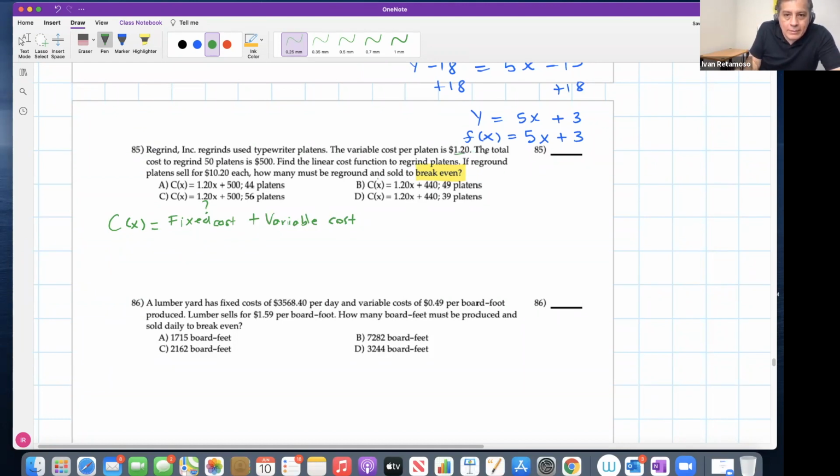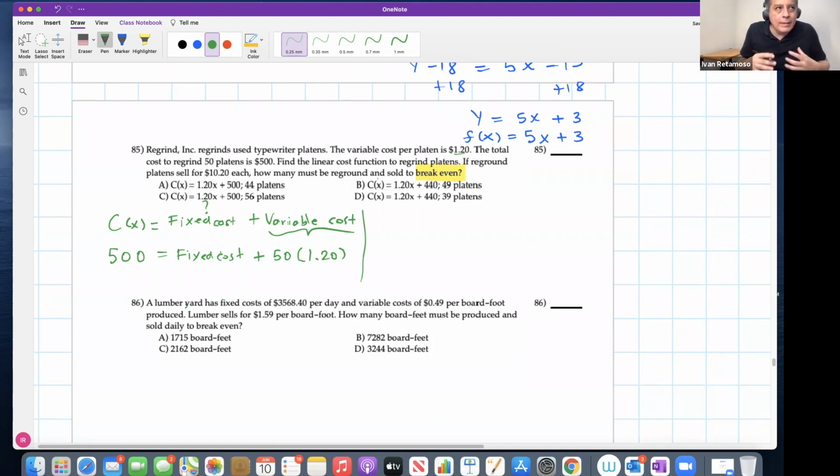How, Professor? Well, you have this information. The total cost to regrind 50 platens is $500. So this will be the fixed cost plus the variable cost, right? But what is the variable cost to regrind 50 platens? 50 times 1.2, the cost to regrind one platen. From there, I can find the fixed cost associated to this process. Think of the fixed cost as being the cost of paying the rent or the cost of paying some amount of money that does not depend on the number of items you produce, right?